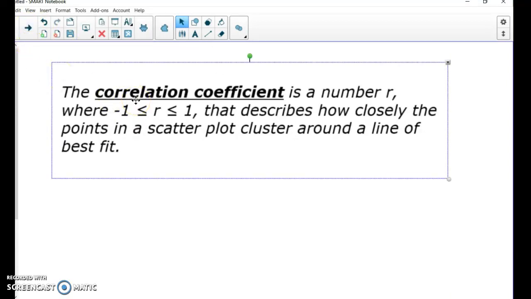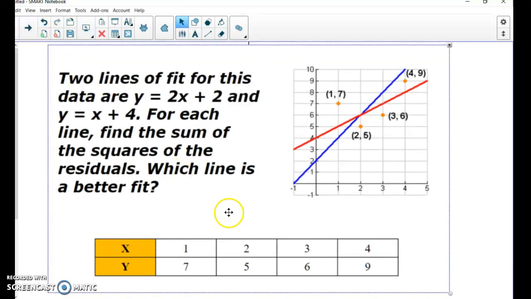The correlation coefficient is R. We're going to be finding that with our calculator. R needs to be between -1 and 1, and it's describing how closely the points in a scatter plot cluster around our line of best fit.